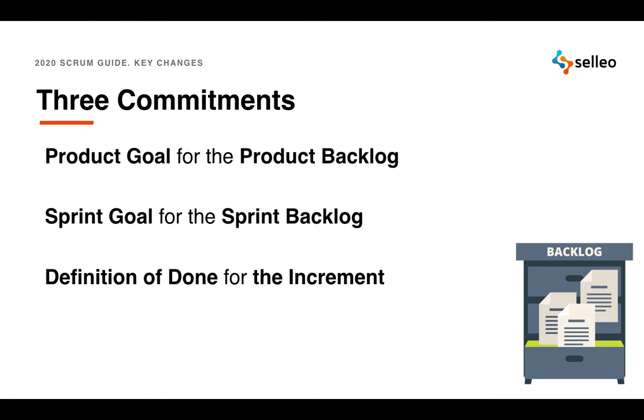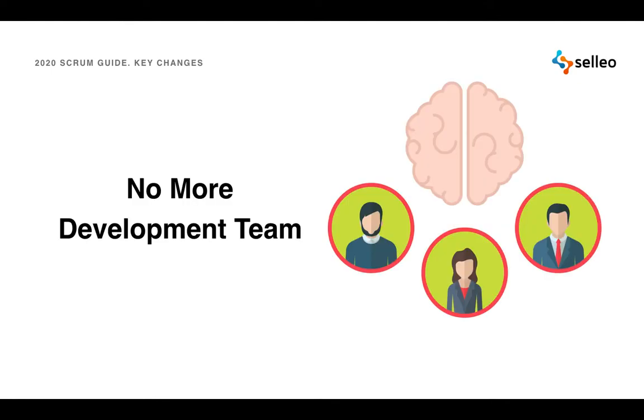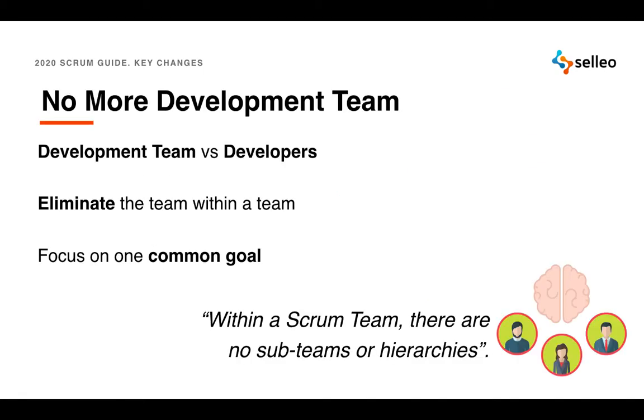Sprint goal is the commitment for the sprint backlog, and the definition of done is the commitment for the increment. These provide a nice way to describe some of the key characteristics of each artifact and bring more transparency and focus to their progress. No more development team? How is that? Don't worry, the term development team got replaced with the term developers.